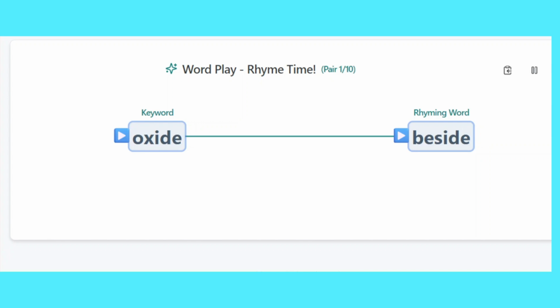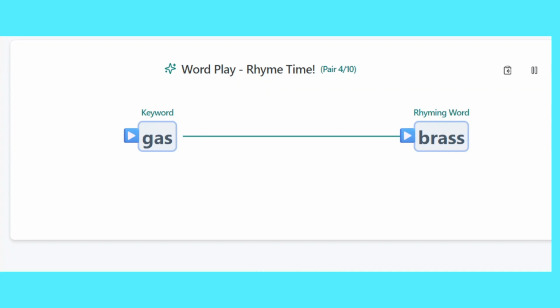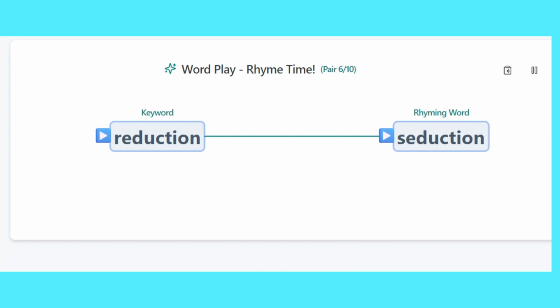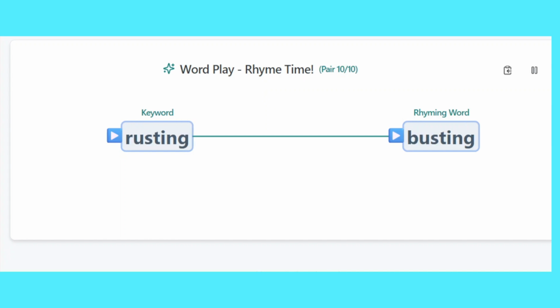Oxide. Beside. Reactants. Attractants. Equation. Creation. Gas. Brass. Heat. Sweet. Reduction. Seduction. Product. Conduct. State. Relate. Zinc. Think. Rusting. Busting.